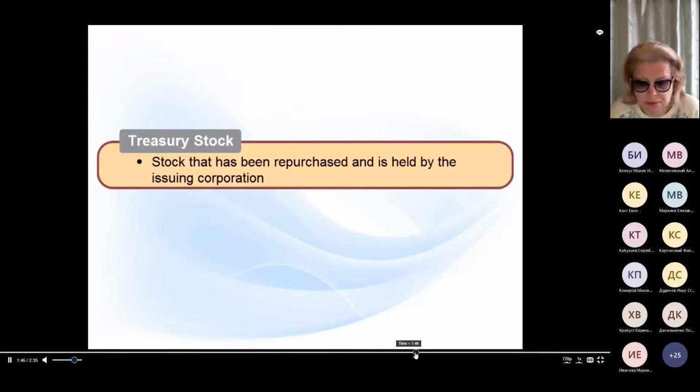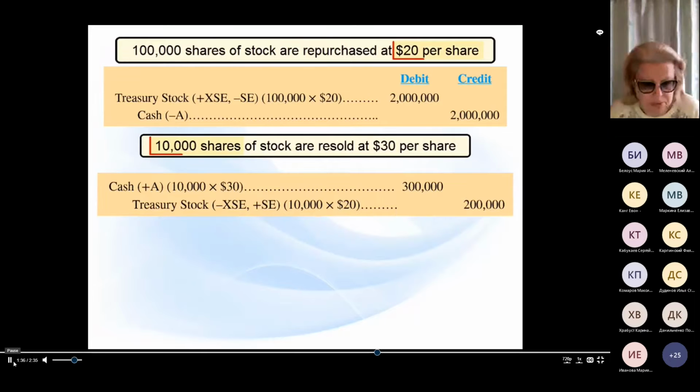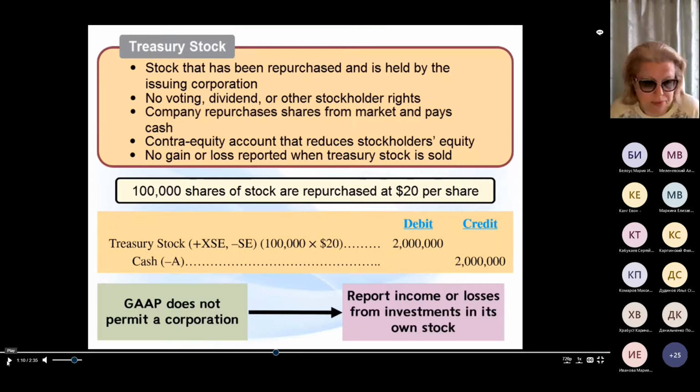Stock that has been times the difference between the resale price of $30, or 10,000 shares times 1,000 shares of... Transactions with the owners are not considered.